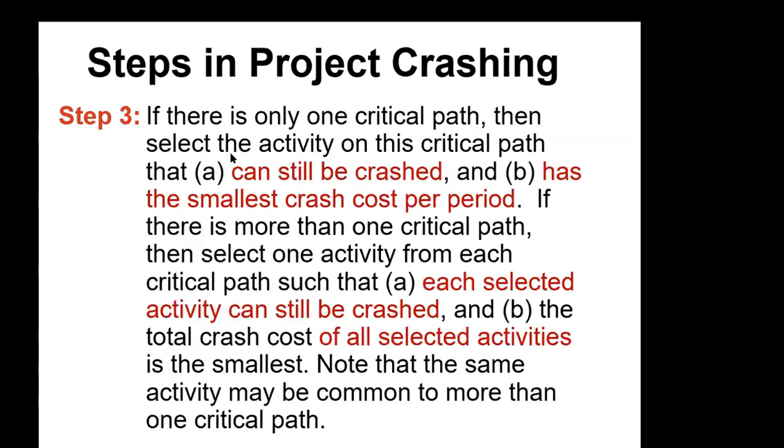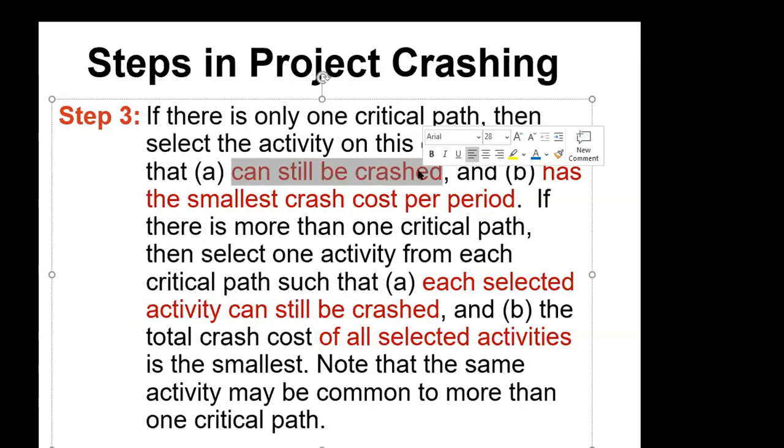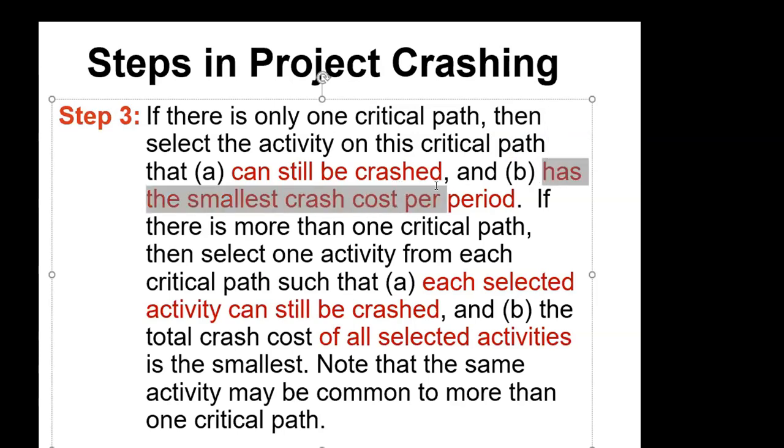Step 3, if there is only one critical path, then select the activity on the critical path that can still be crashed. That means there is time for the activity that we can reduce by 1. It has the smallest crash cost per period. So we're looking for the lowest cost.